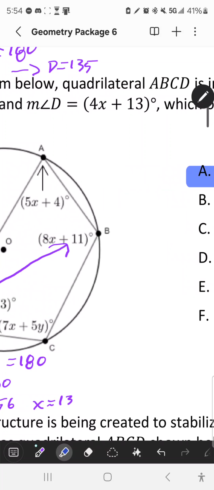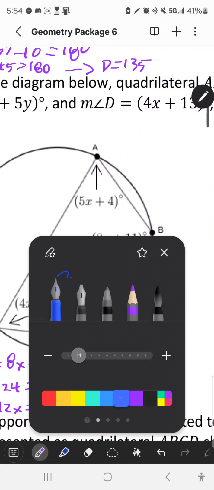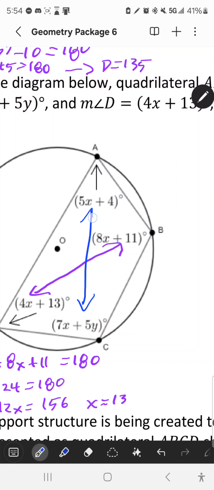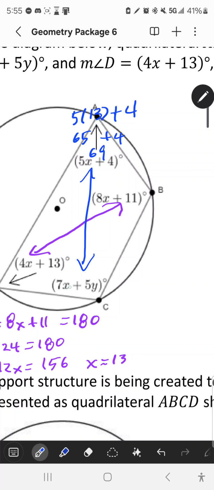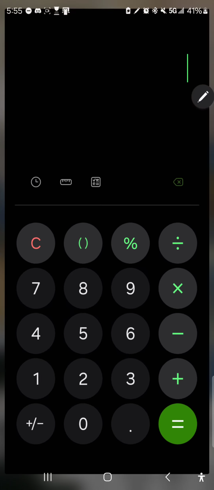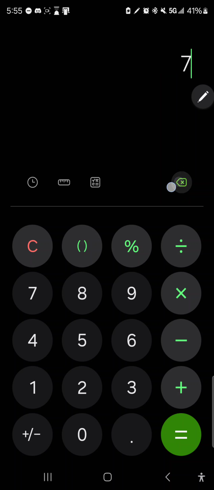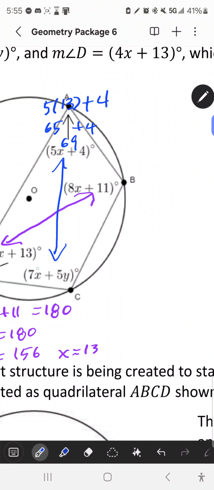Let's see why. Now we have the value of x, so I can substitute here, for example, 5 times 13 plus 4. 5 times 13 is 65 plus 4, which is 69. Now here we have 7 times 13. 7 times 13, that's 91. Yeah. So we have 91 plus 5y.